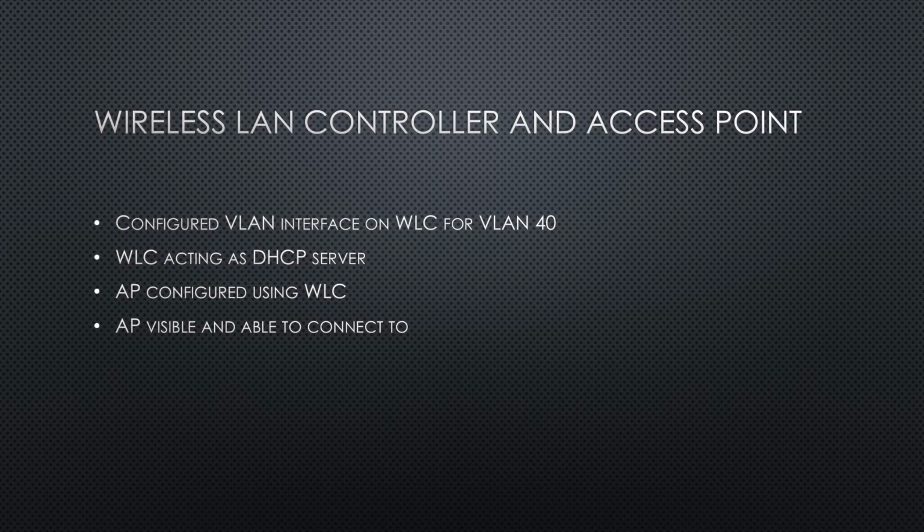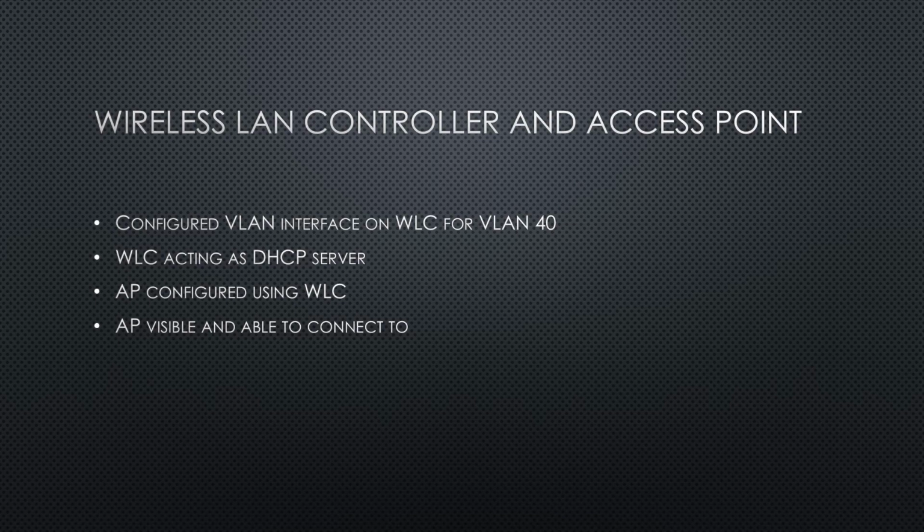For setting up the wireless LAN controller and access point, we first had to configure the VLAN interface on the WLC for our VLAN 40. We then needed to set up our wireless LAN controller to act as our DHCP server, since we did not actually have one on our network that the WLC could use and pull IP addresses from. In order for it to act as a DHCP server, we had to enable DHCP and give it a scope of addresses that it could assign to the devices that connected to the AP.